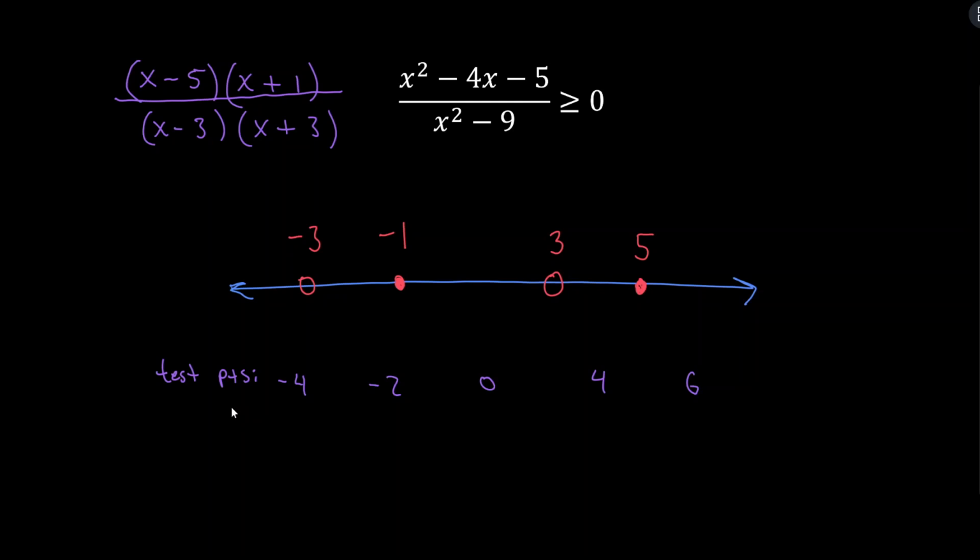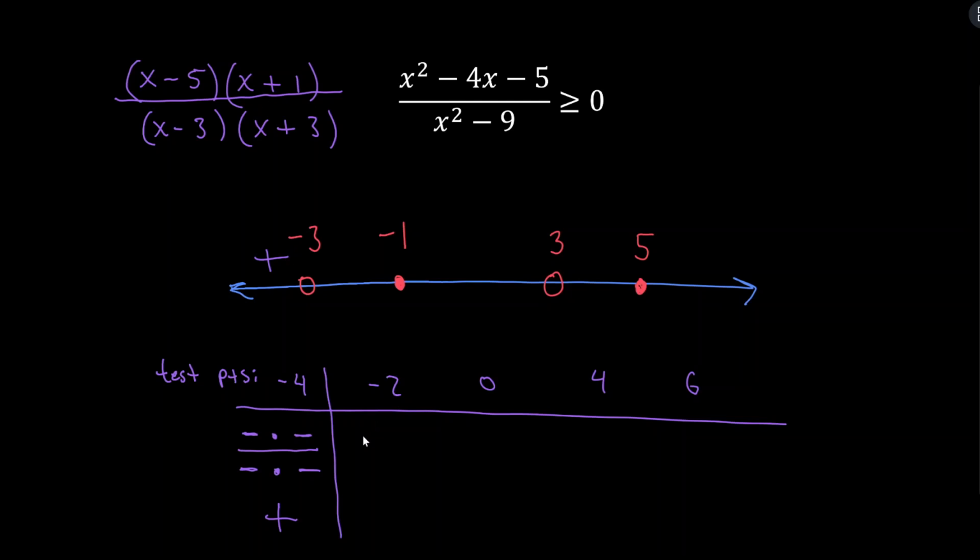And now for each of these numbers, I'm just trying to figure out, do they correspond to positive or negative outputs? So let's start with -4 here. And again, I'm always plugging into factored form, just makes our life a lot easier. And I'm going to actually write out each factor, whether it's positive or negative. So -4 minus 5 is negative. -4 plus 1 is negative. -4 minus 3 is negative. And -4 plus 3 is also negative. Right, so we have 4 negatives total. So that means our final output is positive. And I can write a plus in this section.